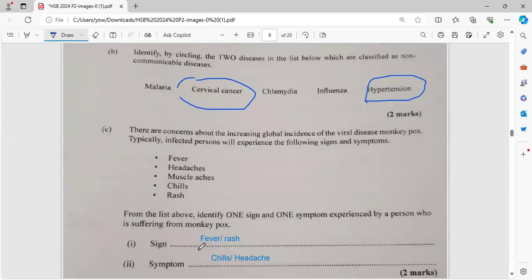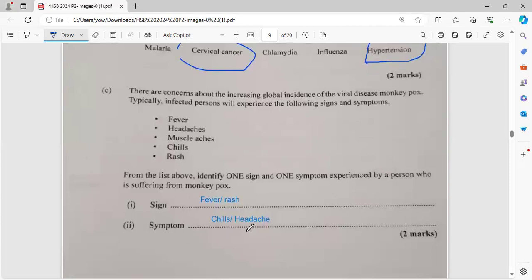But the symptoms are what you, the patient, are feeling that the doctor cannot see, or that other people cannot see. So you're feeling chills, you're feeling cold. Nobody can see you feeling cold. You have a headache, nobody can see that you're having a headache. You can have a headache without anybody knowing. So those two would be symptoms, all right, guys? So if you got that, well done.